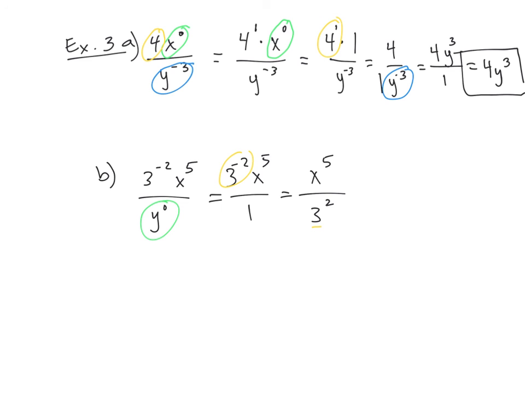Then my last move is going to be to work out 3 to the power of 2, right? 3 to the power of 2 is not 6. It means 3 times 3. So 3 times 3 is 9. So I'd have x to the power of 5 over 9.